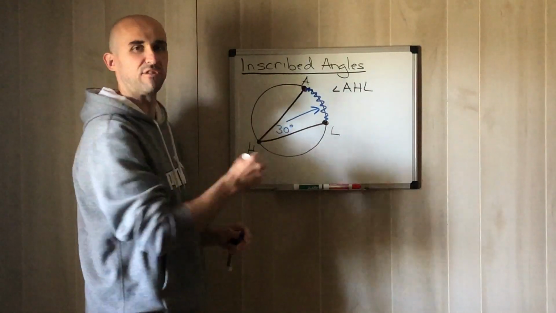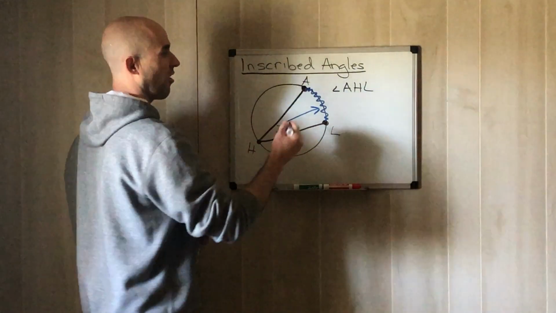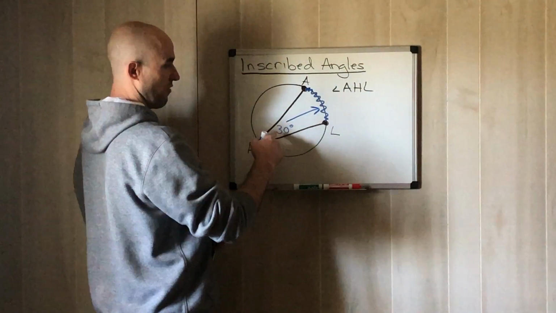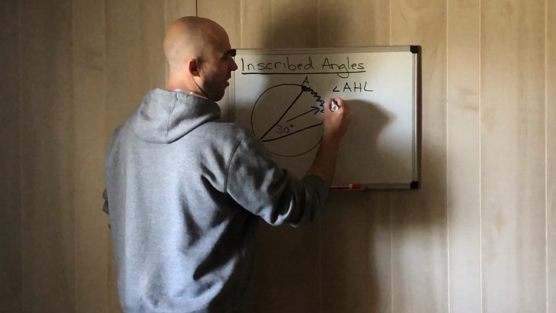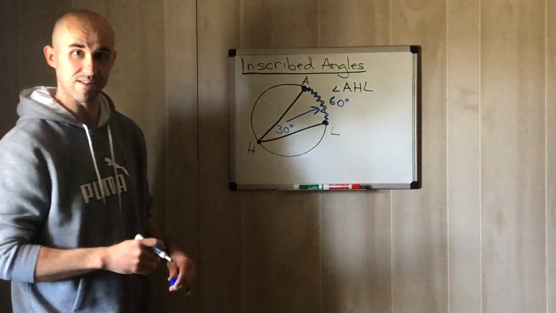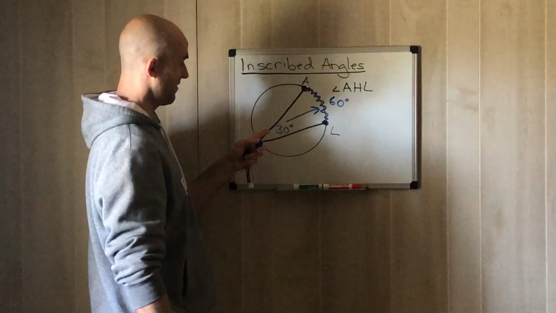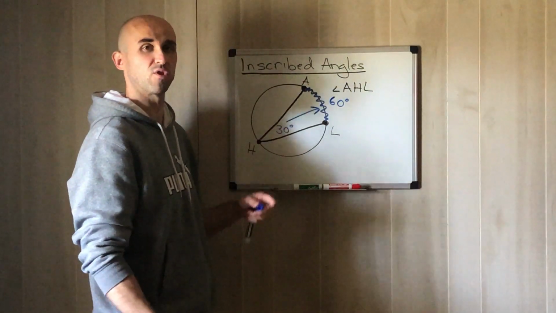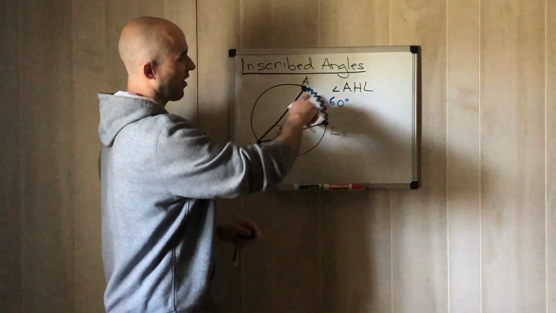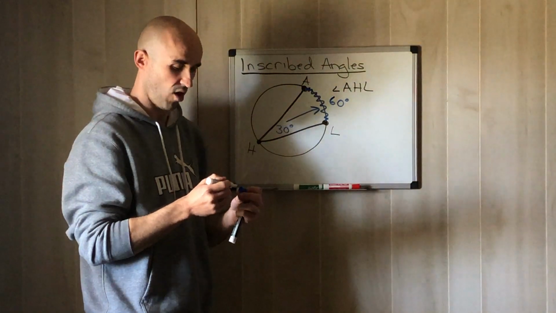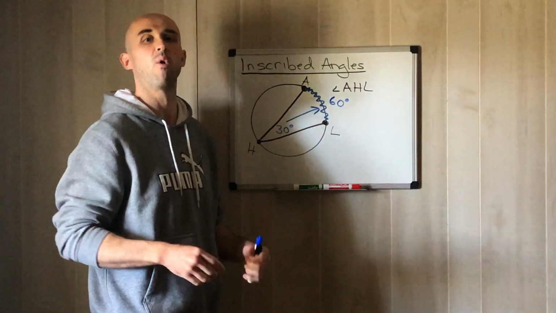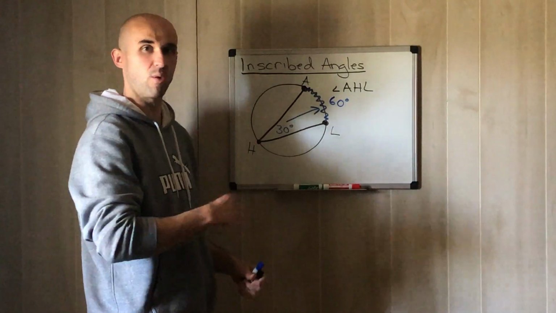If the angle itself is 30 degrees, what we know about the arc that corresponds to it is that it's always going to be double, always. So if the angle is 30, the arc that corresponds to it is going to be 60 degrees. Again, the arc is always double the measure of the corresponding angle. So the easiest way to remember it is that the arc is always going to be greater than the angle. It's always going to be bigger.